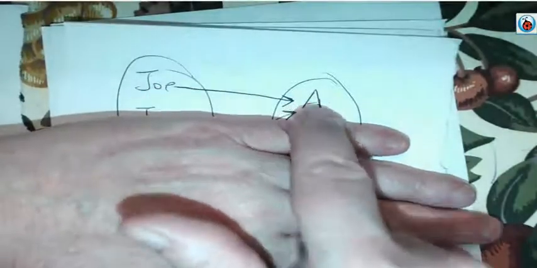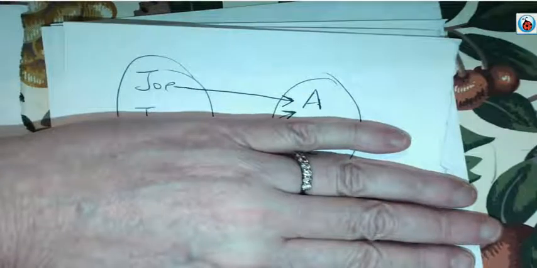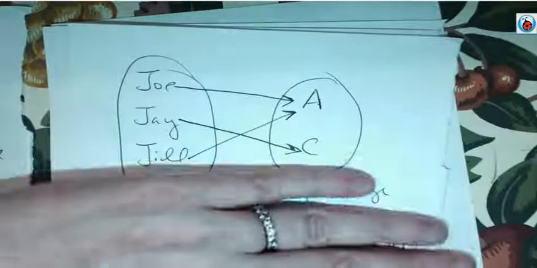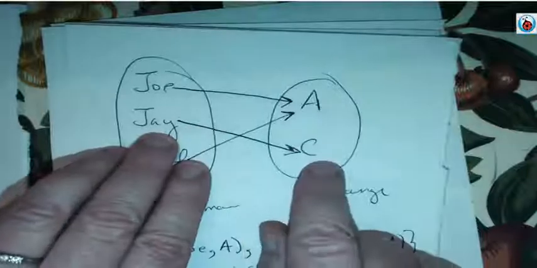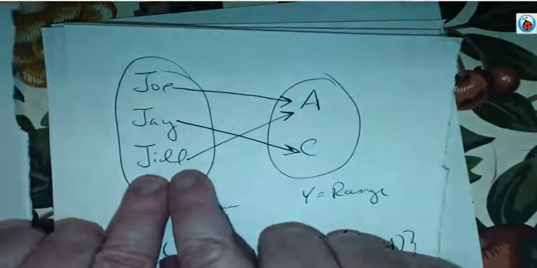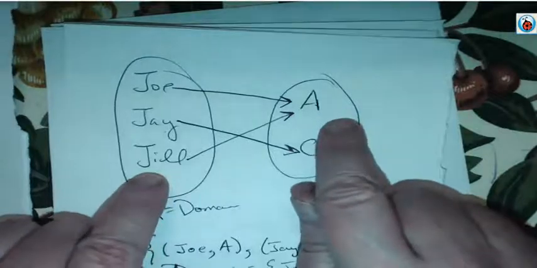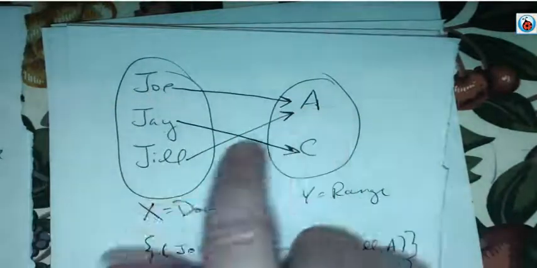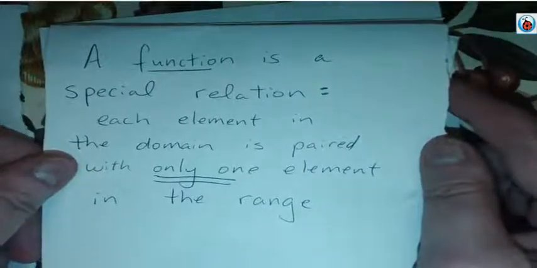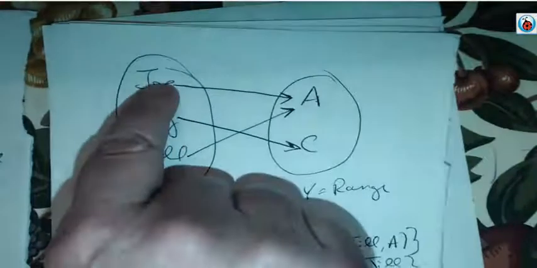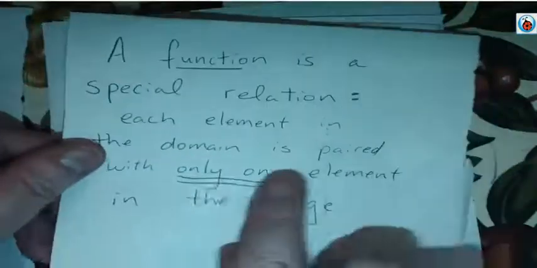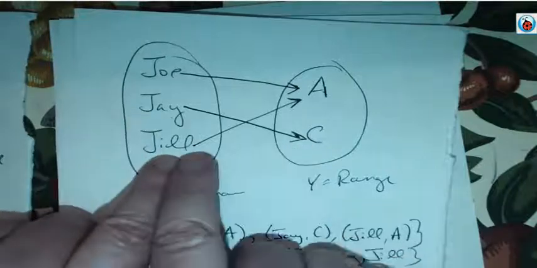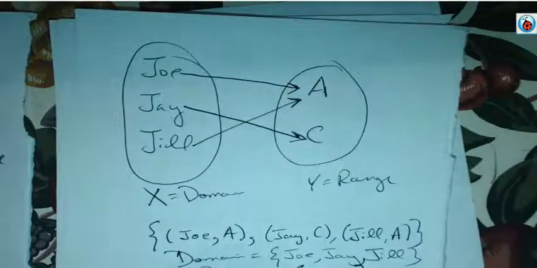Joe is only paired with one thing. Joe only got one grade in the course, and it was an A. Jay only got one grade in the course, it was a C. Jill only got one grade in the course, and it was an A. So it doesn't matter that both Joe and Jill are paired with the same thing. It doesn't violate this definition. It says each thing in the domain, each thing, can only be paired with one thing in the range. So Joe is only paired with one letter grade, Jay is only paired with one letter grade, and Jill is only paired with one letter grade. This is a function.